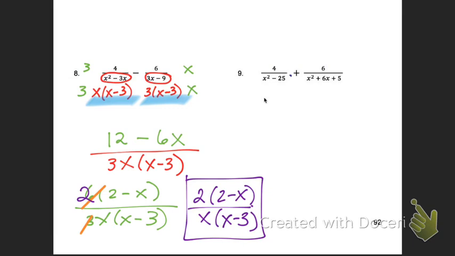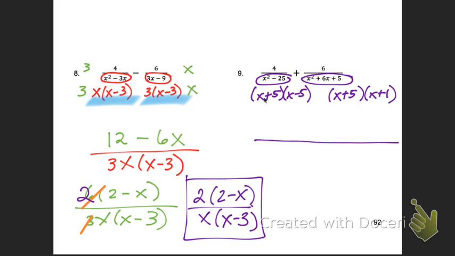All right, number 9. Here are my denominators. Let's factor them. X plus 5, x minus 5. And what about the right-hand one? X plus 5, x plus 1. What's the common denominator? X plus 5, x minus 5, x plus 1. Good. We don't count the x plus 5s twice. We only count them once because they both have that in common.